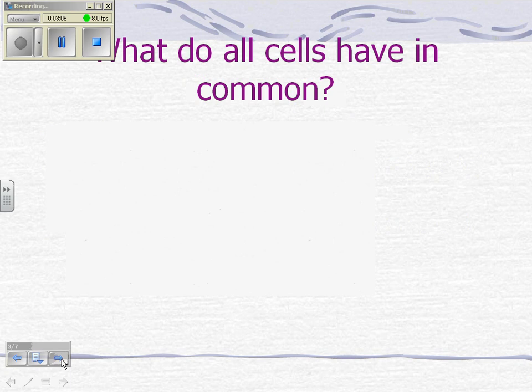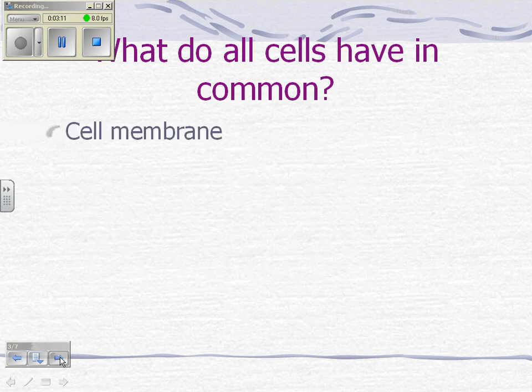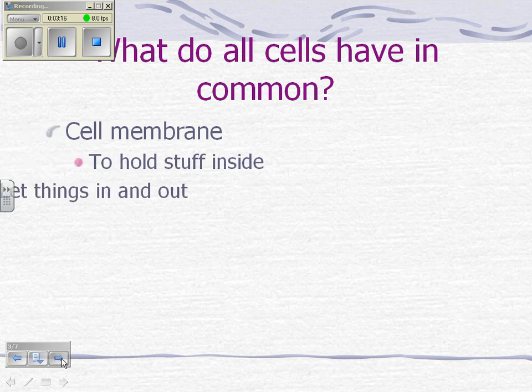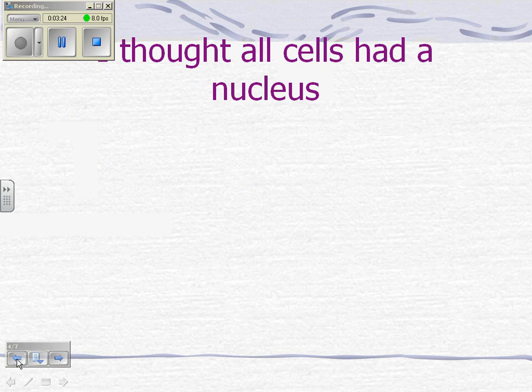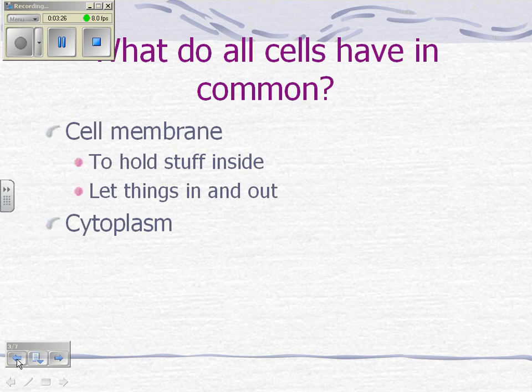So, what do all cells have in common? There's only a couple of things. They all have a membrane, which we'll look at in some detail later. And they all have cytoplasm. They all have a cell membrane to let things in and out, to hold stuff inside. We'll look at cell membranes in detail this week. And they all have cytoplasm, a kind of fluid, watery substance that is where everything is.